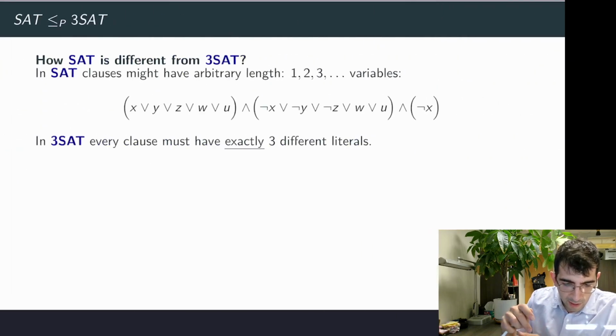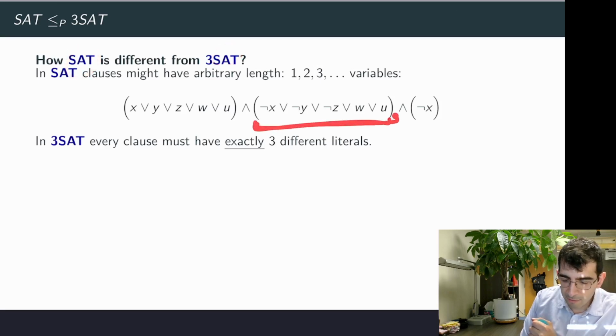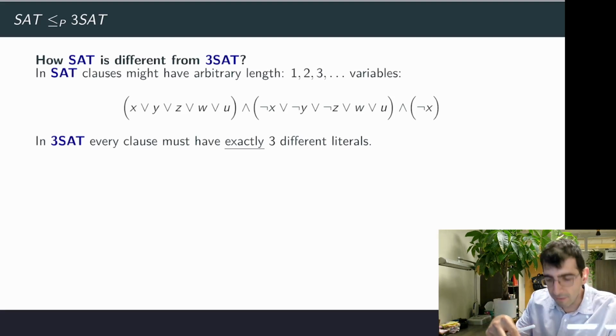As we know, 3-SAT and SAT are technically different because 3-SAT has exactly 3 literals per clause, and SAT has any number of literals per clause. So could we show that these two problems are of equal hardness? That's the question I have for you. Are these two problems of equal hardness?